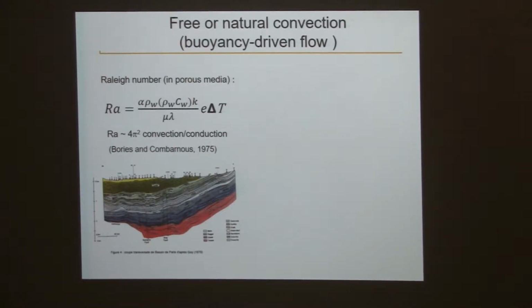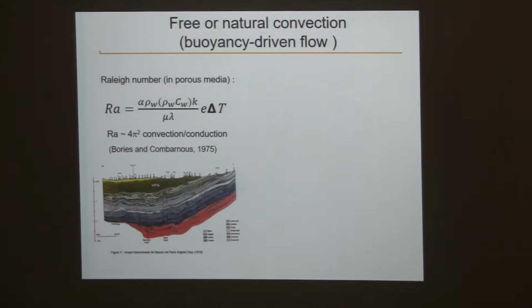One thing that I will not speak about is that in porous media you may also have another transfer process, not only advection and conduction, but what we call free or natural convection, which is observed especially when you have a difference of temperature. For instance, in an aquifer, if the gradient from the top to the bottom of the aquifer is too high, then it can lead to free or natural convection.